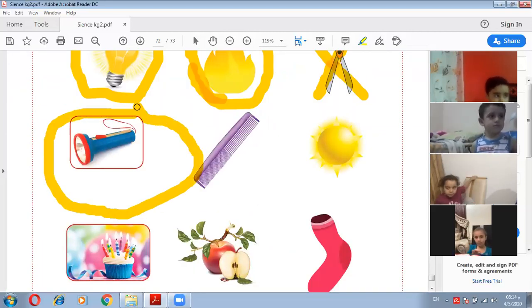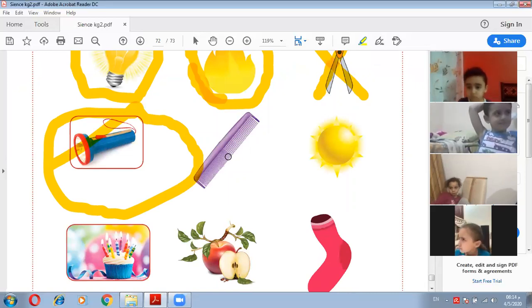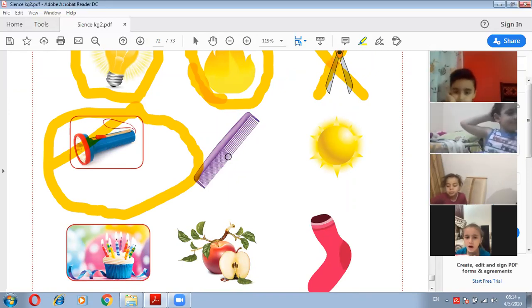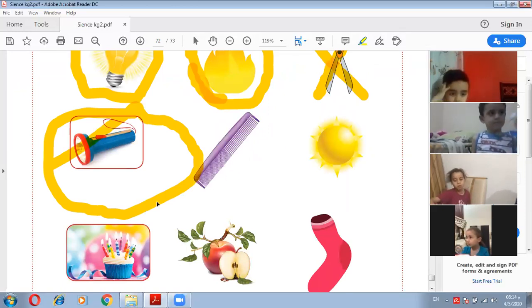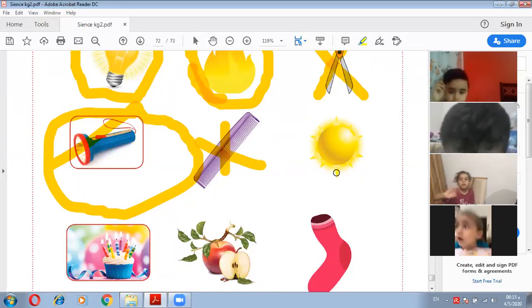Super. And here, who can tell me what is this? It's a comb. We can use the comb just to comb our hair. Does this comb, KG, give us light? No, that's wrong. So cross it. Okay, super.